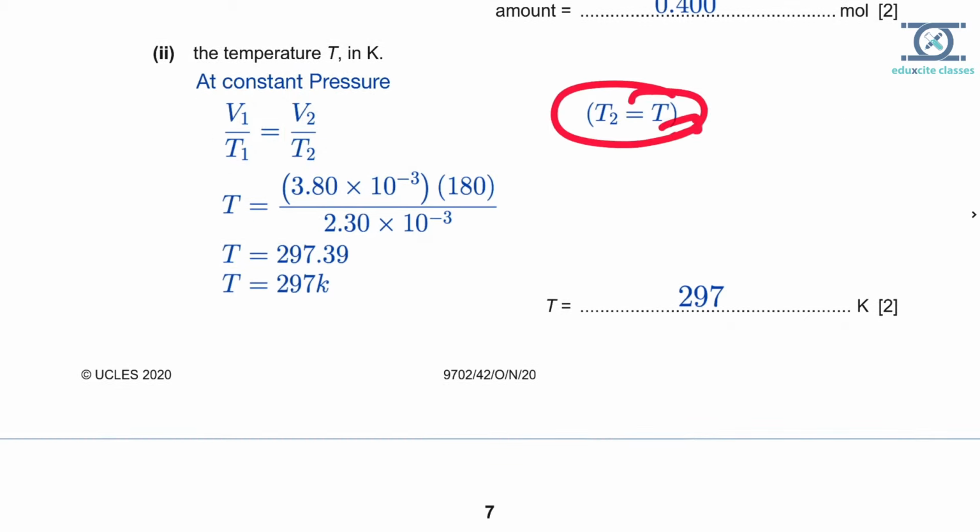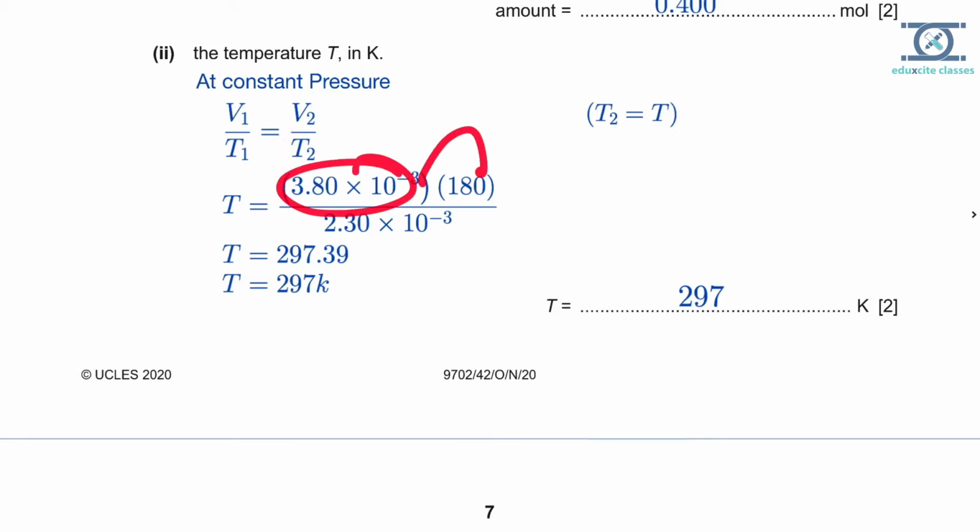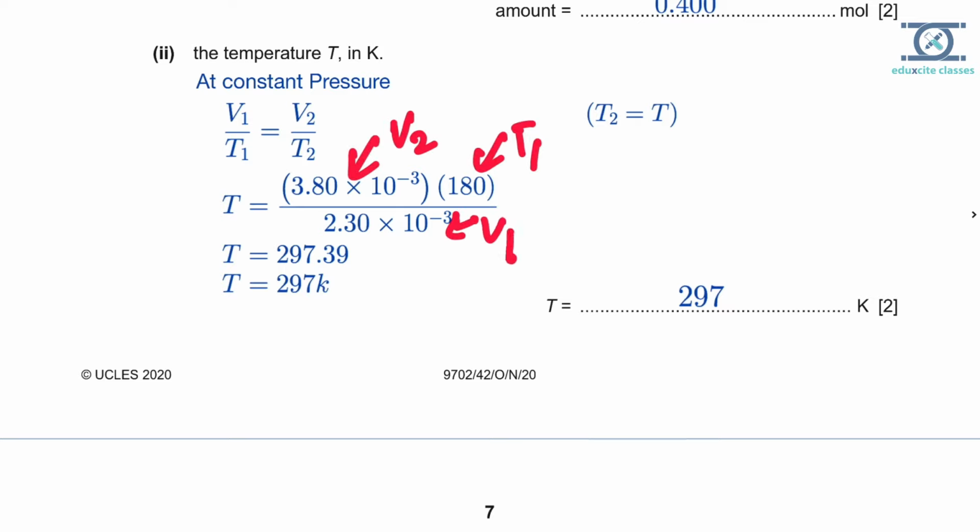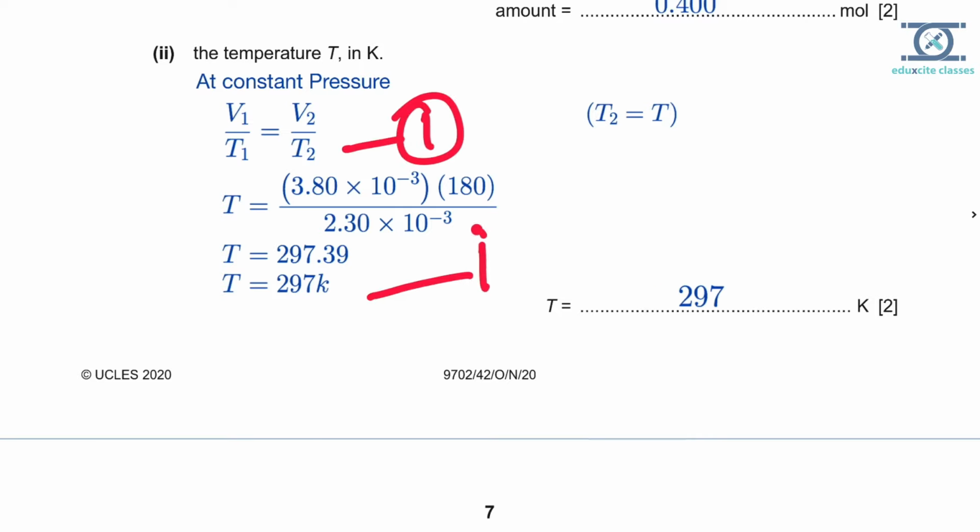T2 I have considered as T. So T will be equal to V2 times T1 upon V1. V2 has increased its volume, that is 3.80. This is V2, this is T1, and this is V1. So putting in the values, you will get your answer as 297 Kelvin. So 1 mark for this equation and 1 mark for the final answer.